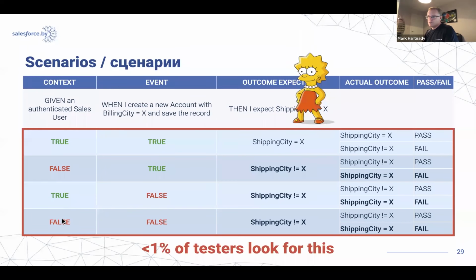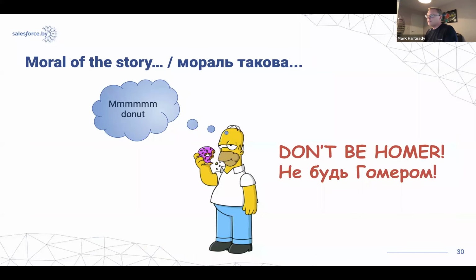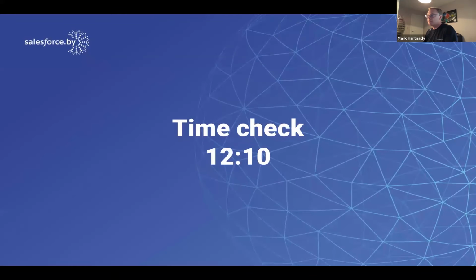You may think to yourself, why would you ever want to test something where both the context and the event are false, right? And most of the time you wouldn't, but you can still get unexpected outcomes from other events which are causing that. And knowing what the source of those is very important to stamping out bugs. So moral of the story, don't just test the happy path.